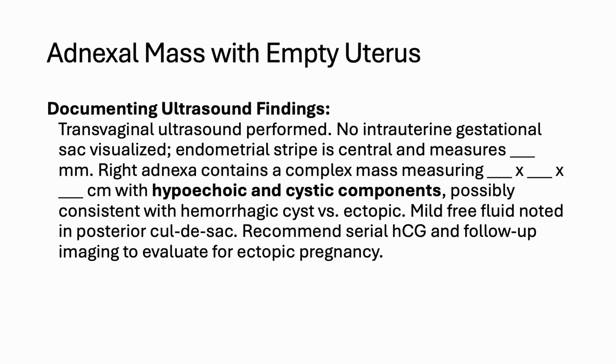Right adnexa contains a complex mass measuring blank by blank by blank centimeters, with a hypoechoic, hypo meaning not as bright, and cystic components. So there's something inside of there, possibly consistent with a hemorrhagic cyst versus an ectopic. Mild free fluid noted in the posterior cul-de-sac, that's if you see it. And then you can recommend serial HCG follow-up imaging, or in this case, the patient would need to have an intervention if you think it's an ectopic.